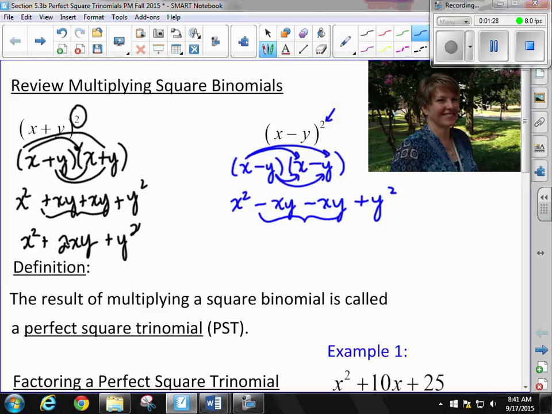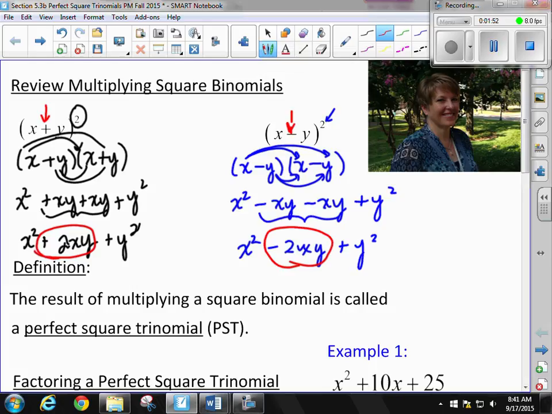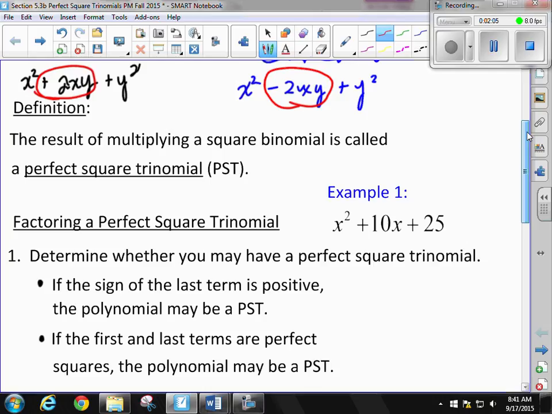Again, we have exactly two of those middle terms. This time they're both negative, so x squared minus 2xy plus y squared. So the only difference between these two binomials is the middle term. When you have a sum, when you're multiplying, you get a positive middle term. When you have a difference, you get a negative middle term. But it's the first term squared and the last term squared with two of the first times the last. And we're going to use that when we look at polynomials to factor. We're going to look at that standard form.